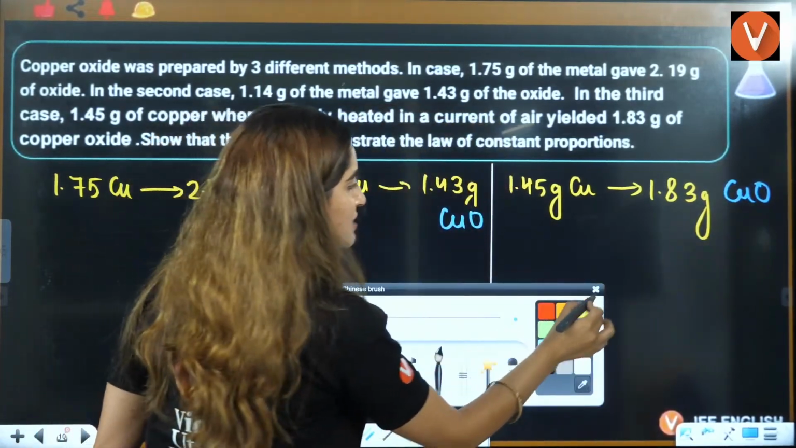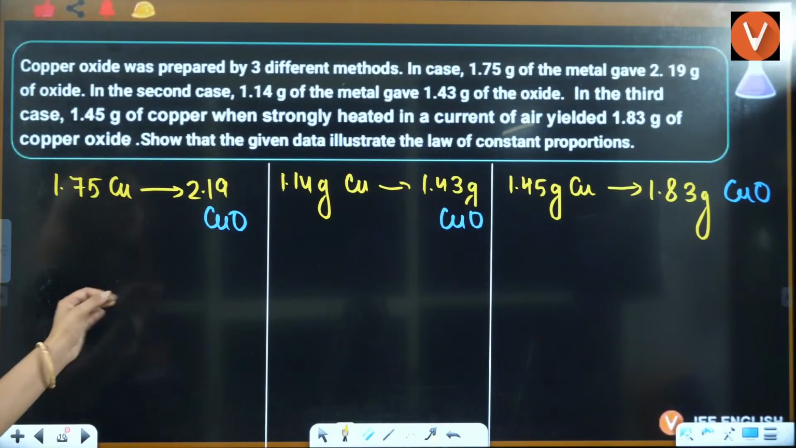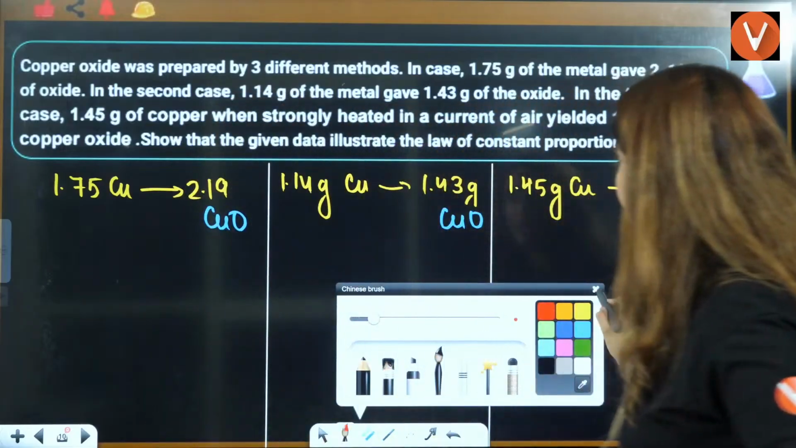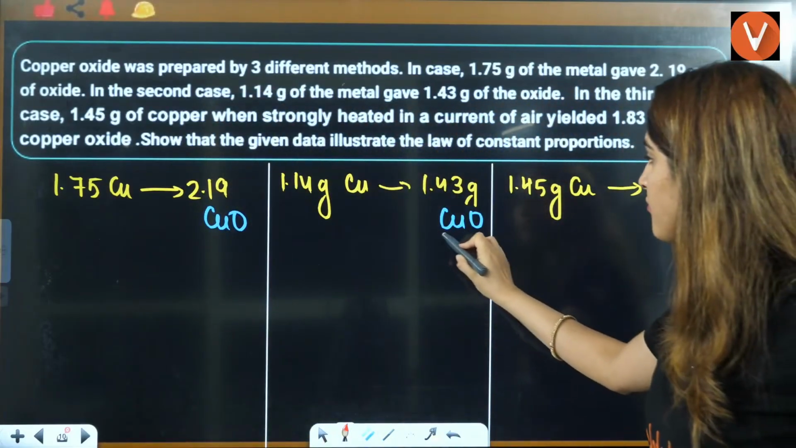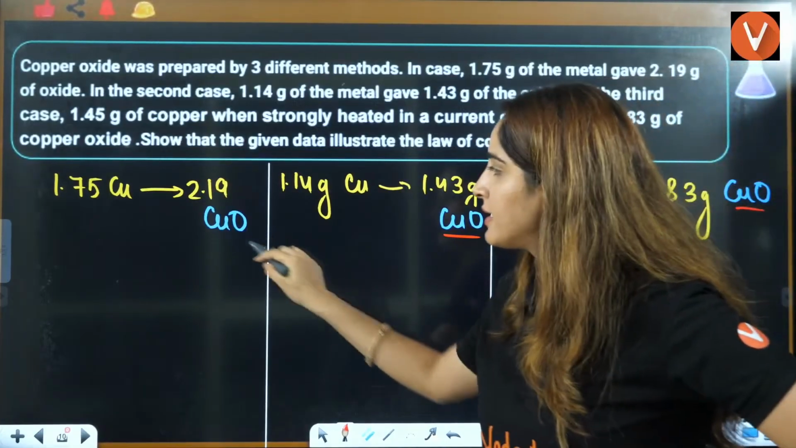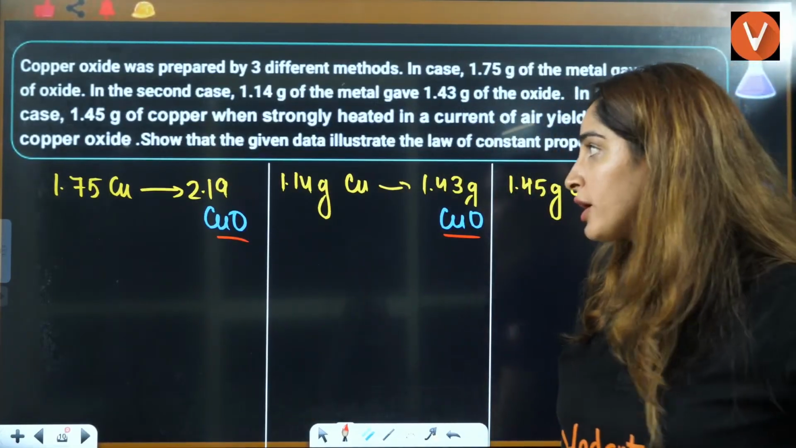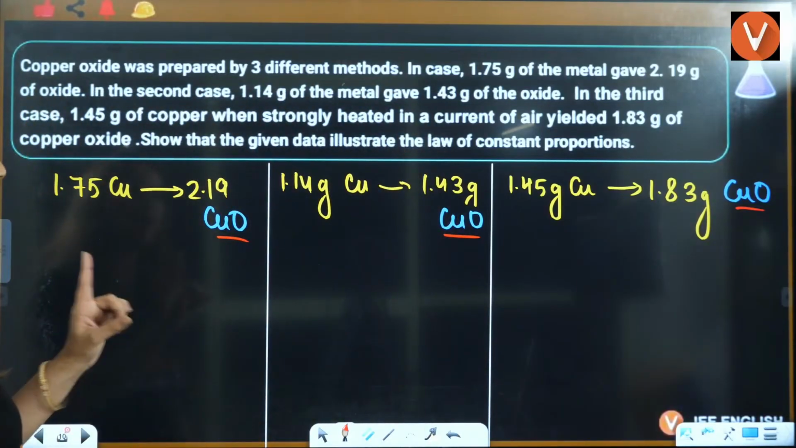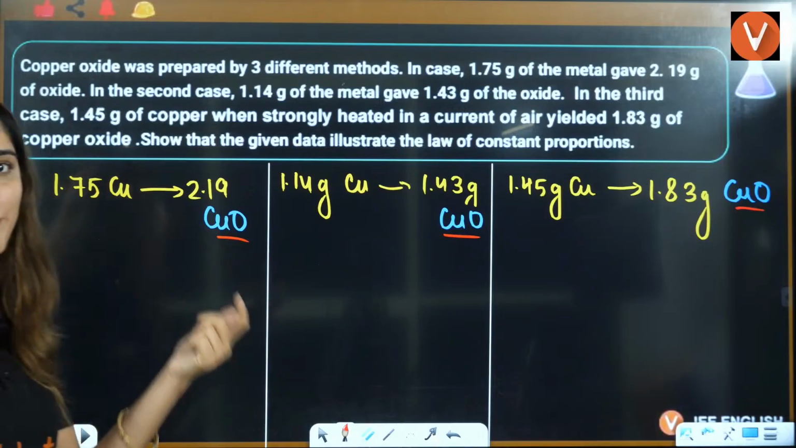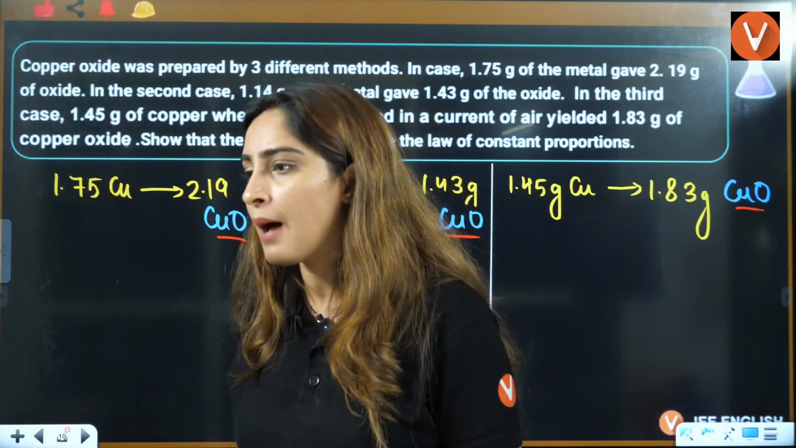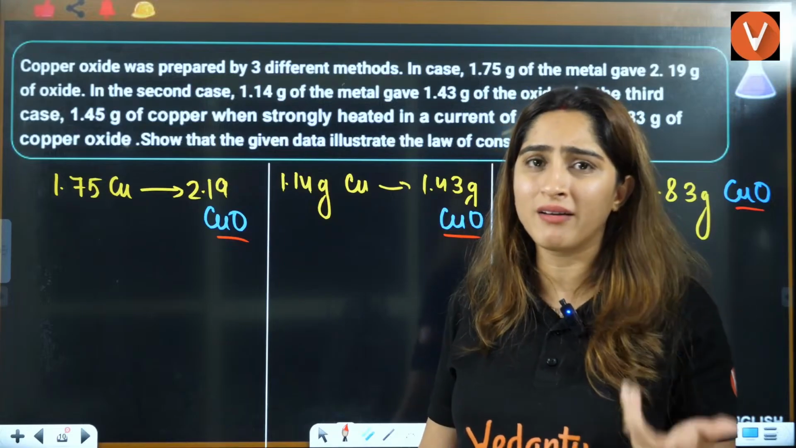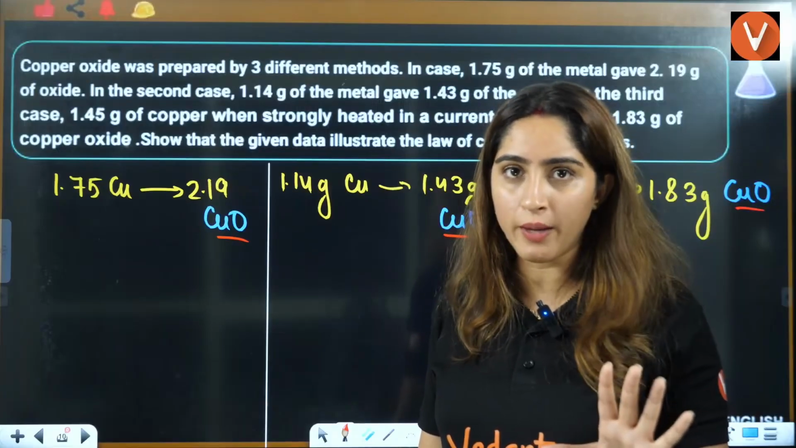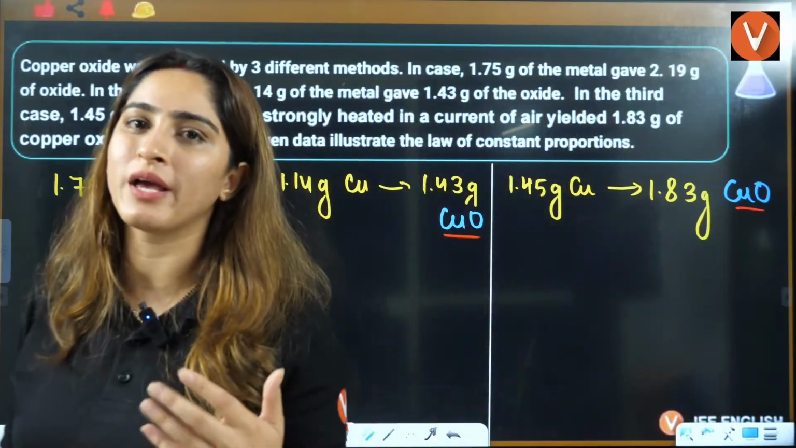Now, what they are asking is, show that the given data illustrates the law of constant proportion. That means we have to see whether they are giving you the same formula or not, right? The same thing they are giving or not. For that, we have to make one thing constant here, that is the amount of copper. You can make it 100 gram, 200 gram, anything. I am going to make it 100 gram, just to ease the calculations.